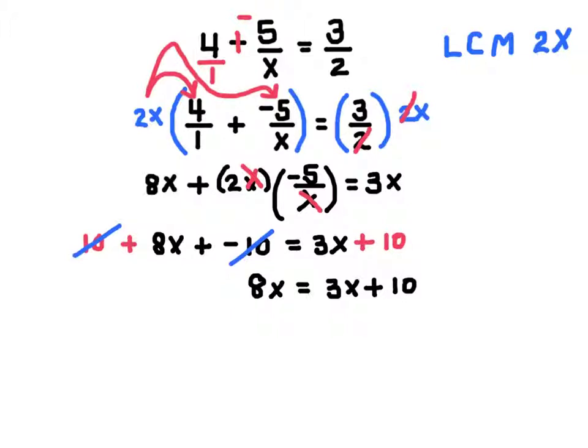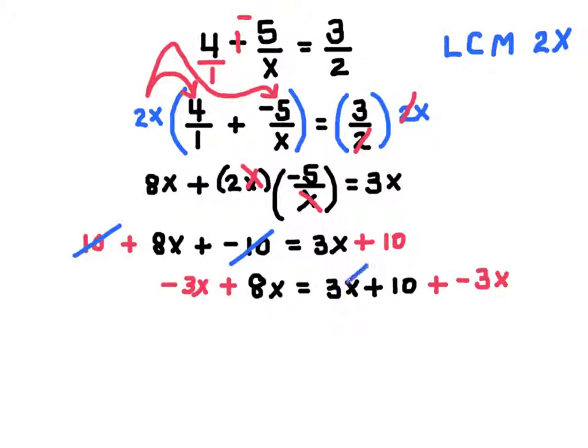Now I want to get my x terms combined on the left. So I'm going to add to the right the additive inverse of 3x, which is a negative 3x. And if I add that to the right, I must also add it to the left to keep my equation balanced.